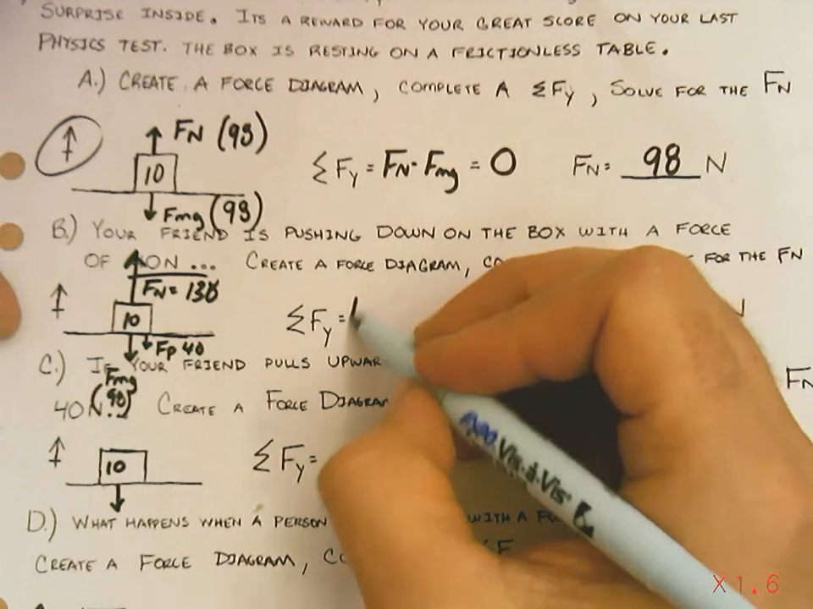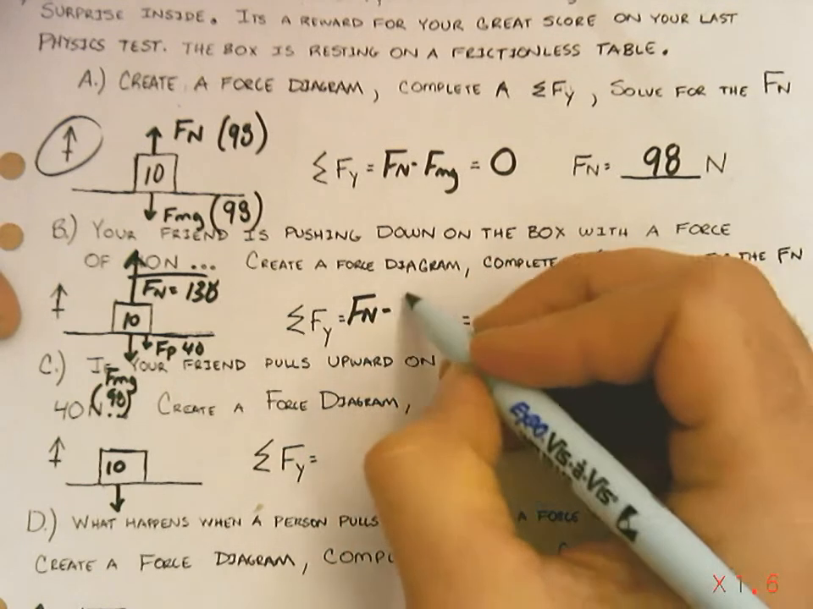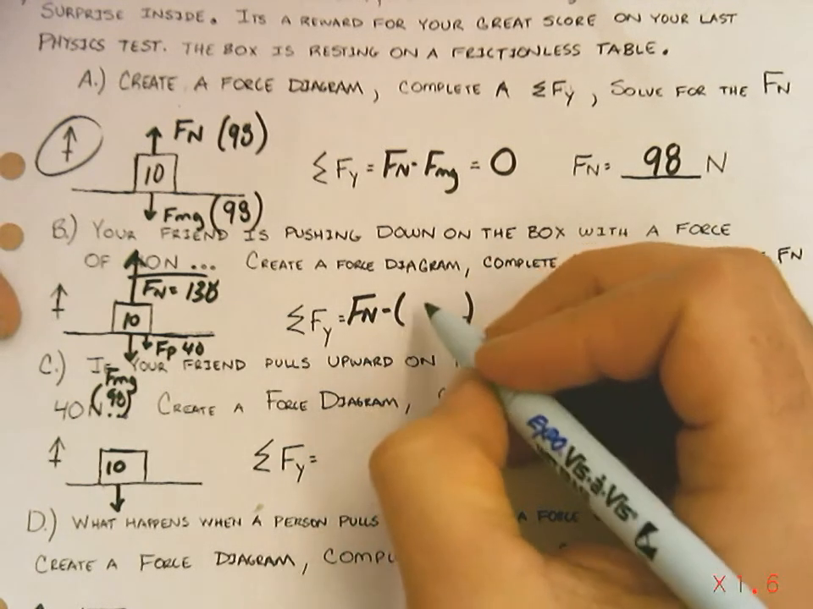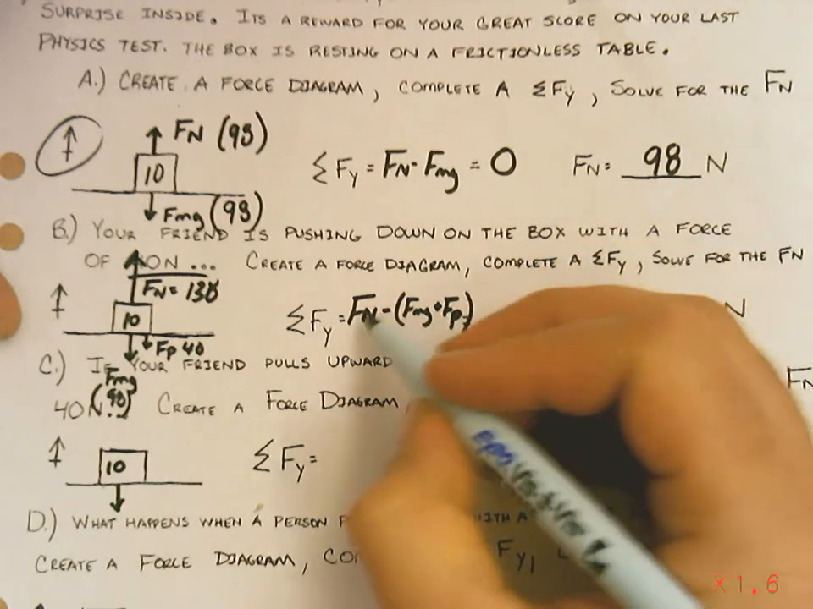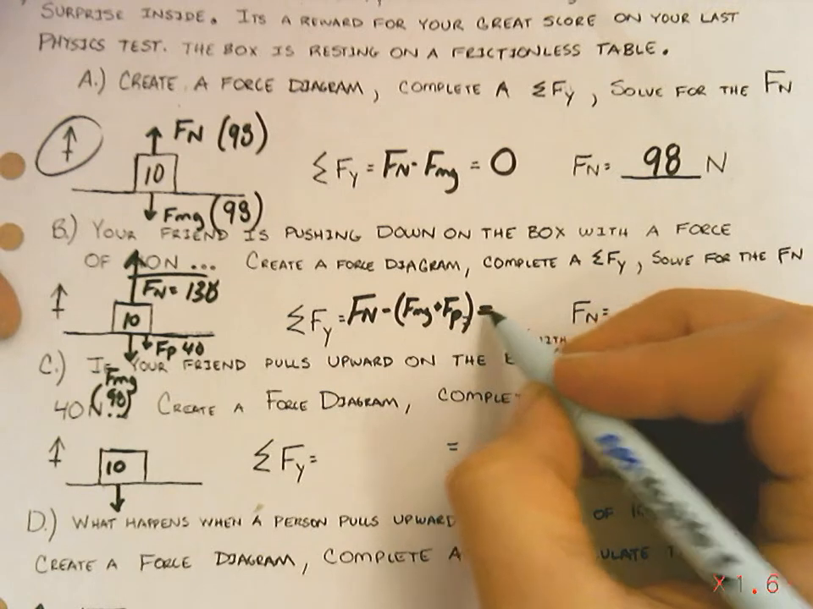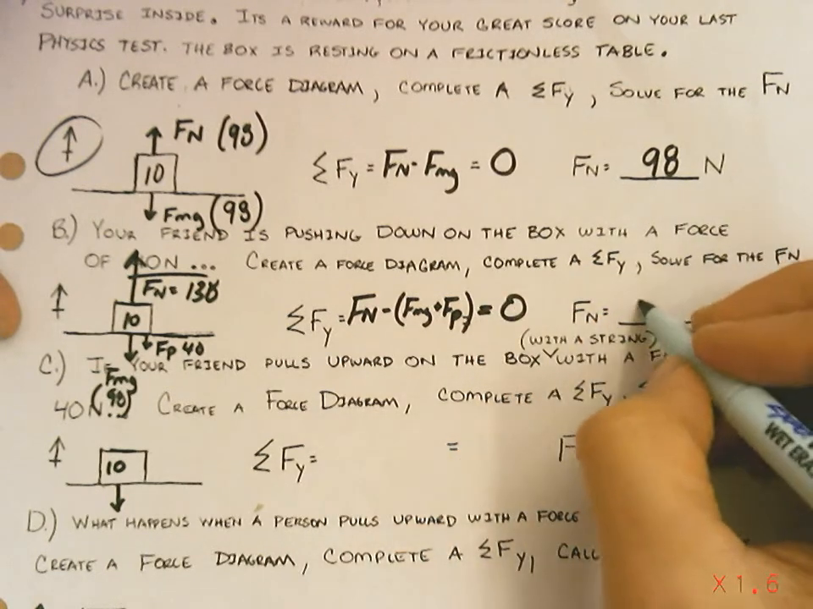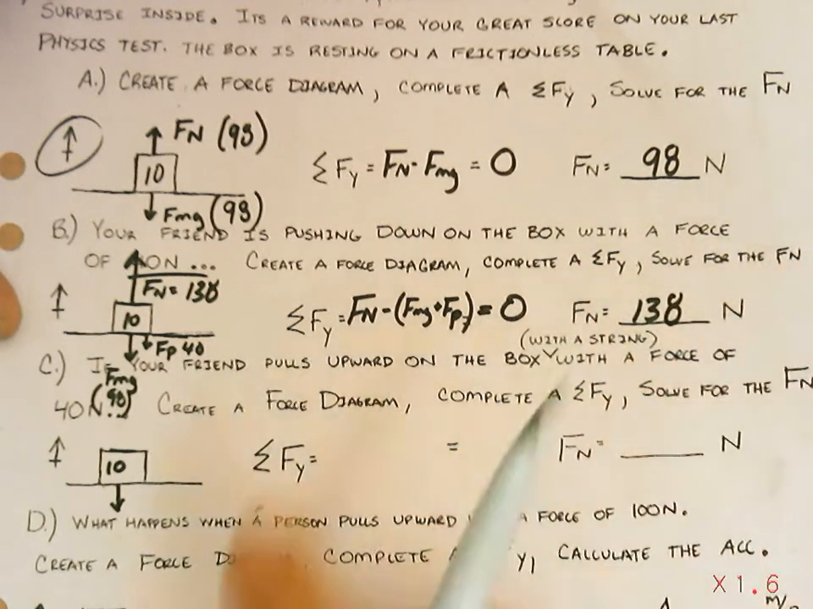And it will get harder as we get better at these. Fn minus the sum of the weight plus the push. Those two things together would then be equal to 0. And the force of normal has now increased to 138.